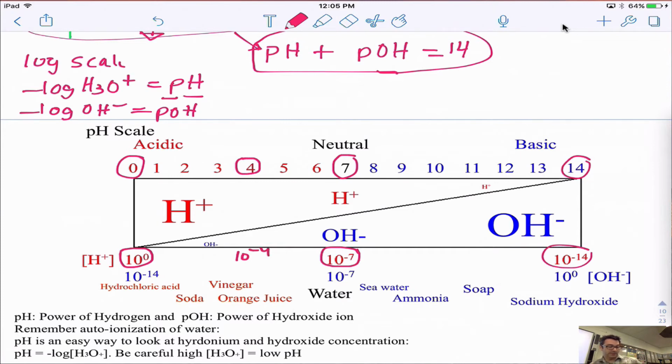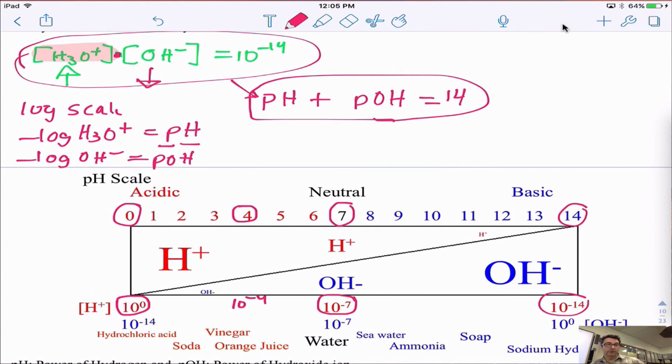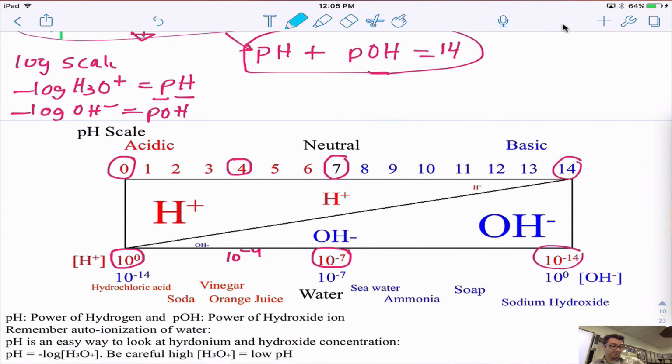Now how does this relate to OH minus? Well, remember that they are inversely related, and they always multiply together to be 10 to the negative 14th. So if I look at my OH minus on the same scale here, when my pH is 0, my H plus is 10 to the 0, my OH minus is 10 to the negative 14th. This would be a case if you had something like hydrochloric acid. That would be very acidic.